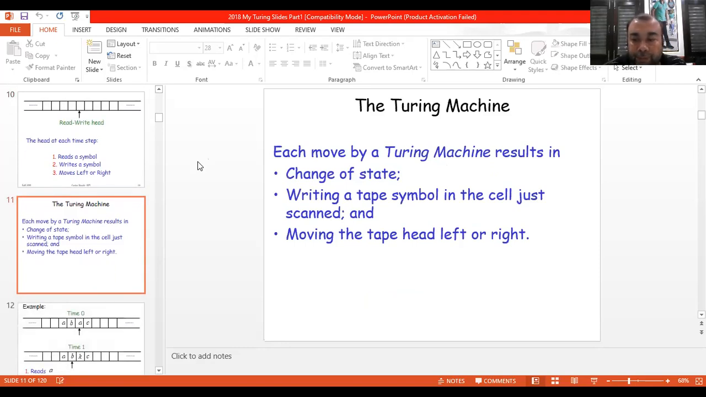So Turing machine, each move by a Turing machine results in a change of state. Obviously, after reading the symbol, you may change the state, just like in the case of NFA, DFA, NPDA, DPDA. Write a tape symbol in the cell: scan the symbol you have read, remove that, and in place of that write another symbol, and move this read pointer towards the left hand side or right hand side, or remain in that position also. Good.